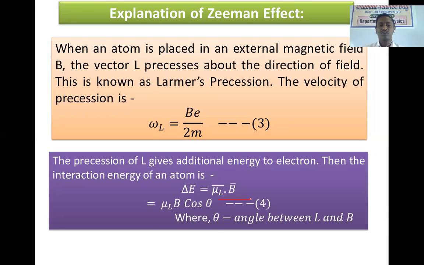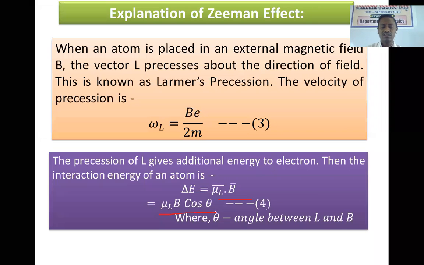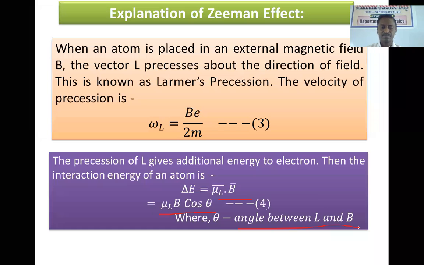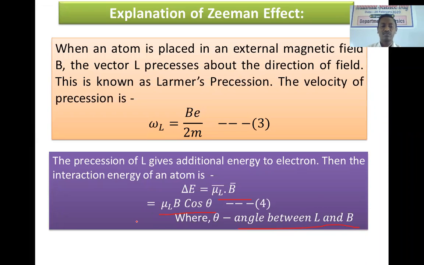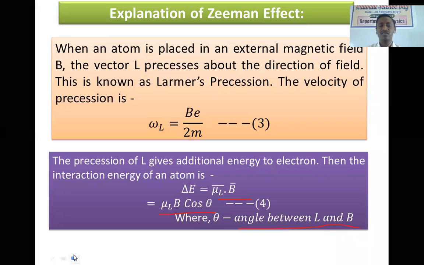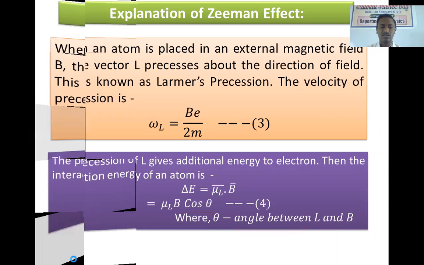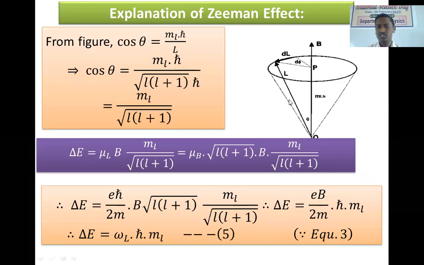Okay, as we know, A bar dot B bar equals AB cos theta, where theta is the angle between these two vectors. So for this equation, we can simplify to mu L into B cos theta, where theta is the angle between L and B. This is our equation number 4, and equation 4 gives the value of additional energy achieved by the electron due to the precessional motion of the orbital angular momentum vector. This precessional motion is shown in the figure.